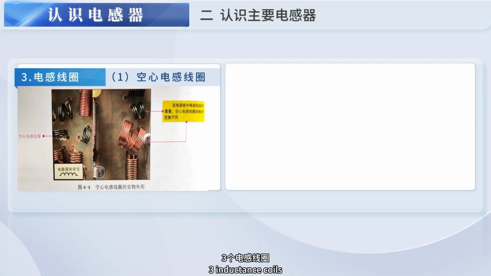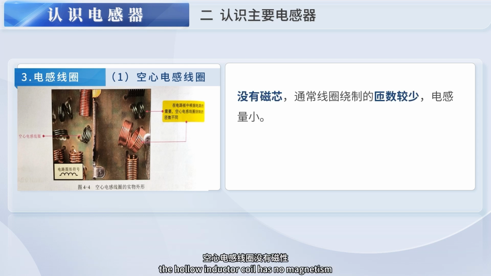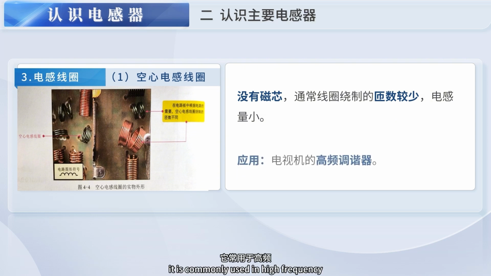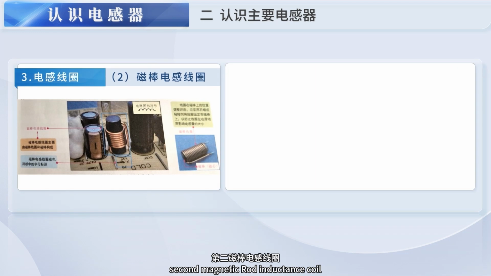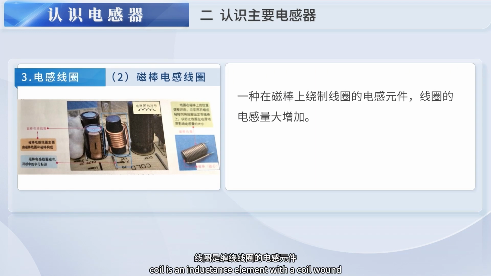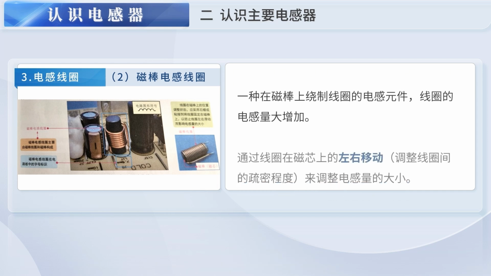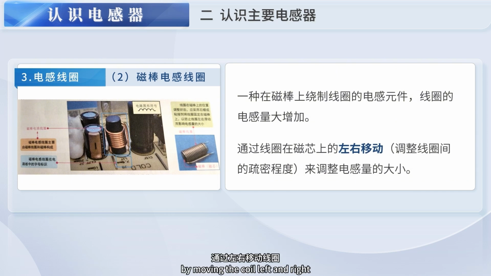Some inductance coils. One is the hollow inductance coil. The hollow inductance coil has no magnetic core. Usually the number of turns is small and the inductance is small. It is commonly used in high frequency, such as the high-frequency tuner of a TV. Second, the magnetic rod inductance coil. A magnetic rod inductance coil is an inductance element with a coil wound on a magnetic rod. This greatly increases the inductance of the coil. The inductance can be adjusted by moving the coil left and right.